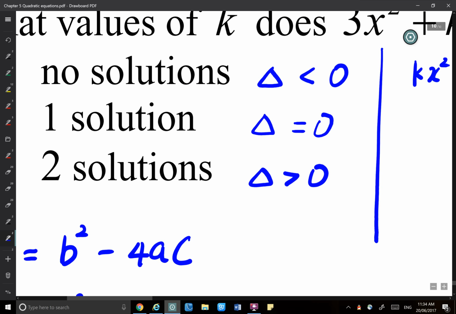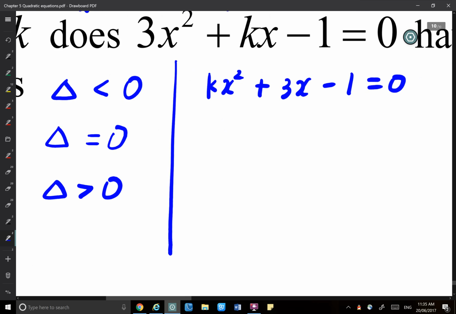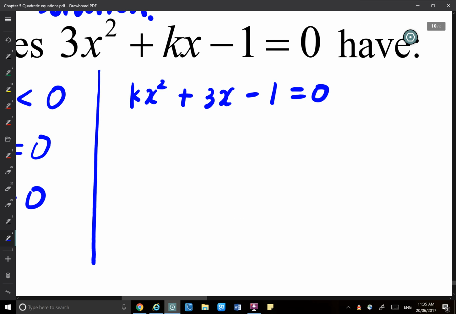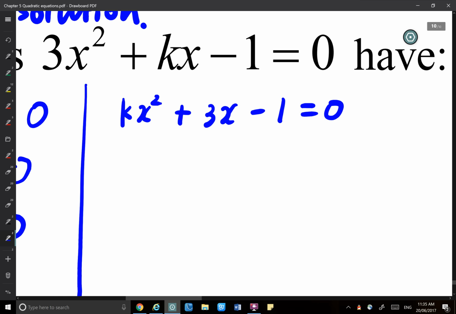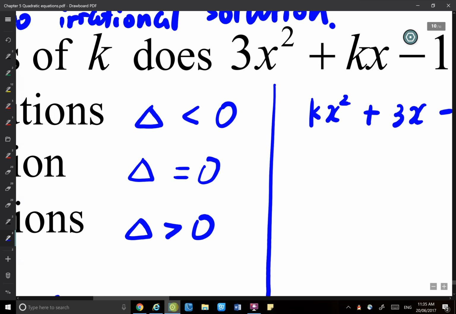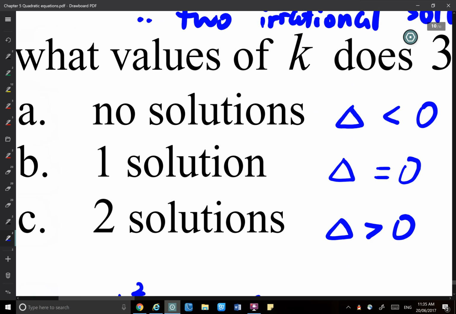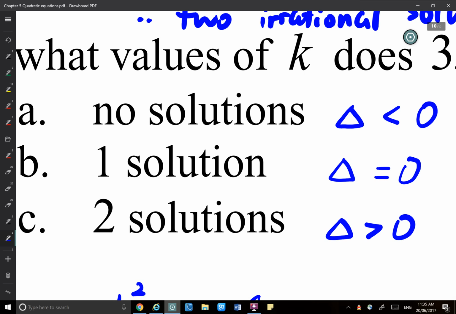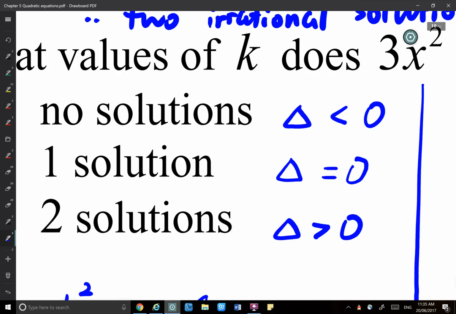And the question is still the same: at what k value is there no solution, one solution, or two solutions? Exactly the same question, just change the equation, swap 3 and k. So I still want to know what k values give no solution, one solution, or two solutions. No solution implies discriminant less than 0. One solution implies discriminant equals 0. Two solutions imply discriminant greater than 0.